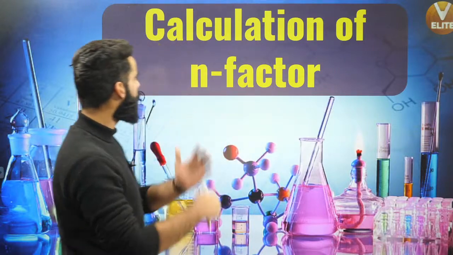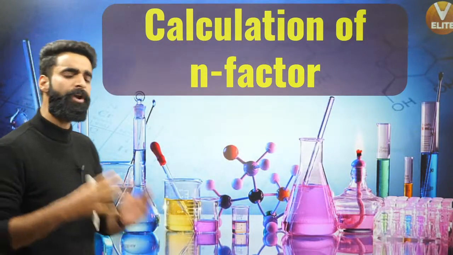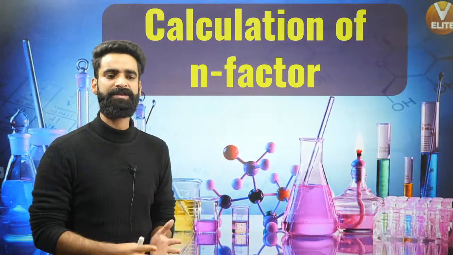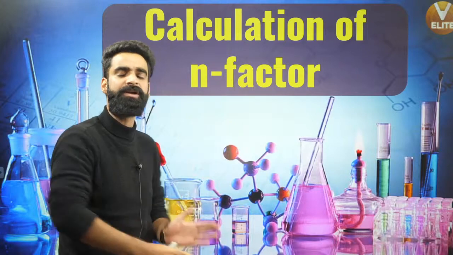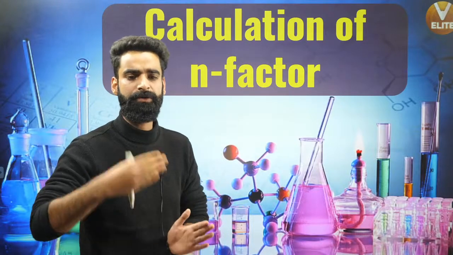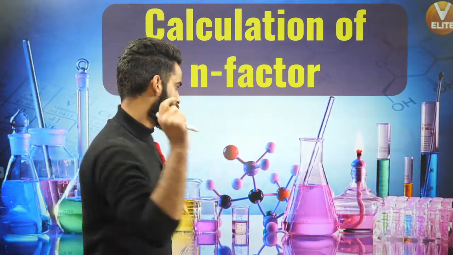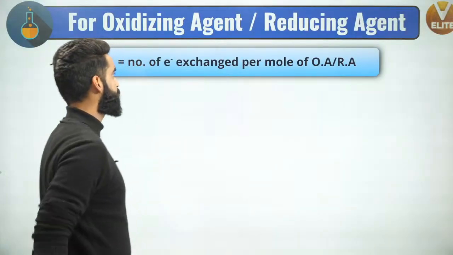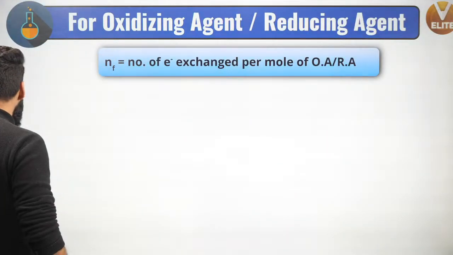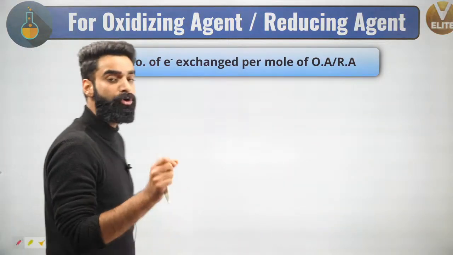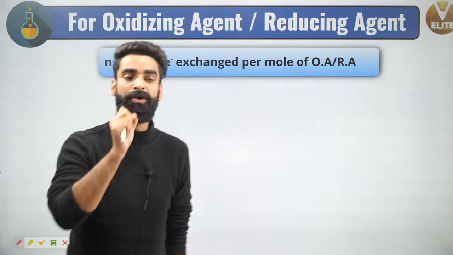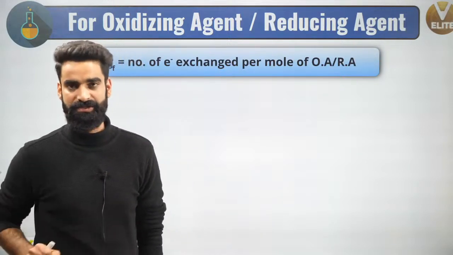Let's move on and let's go to one of the most important topics from redox reactions, that is the calculation of n factor, which we started in the last session, and tonight we are going to continue that in detail. So let's get started with the calculation of n factor for the different oxidizing and reducing agents. How do we calculate the n factor of oxidizing and reducing agents?